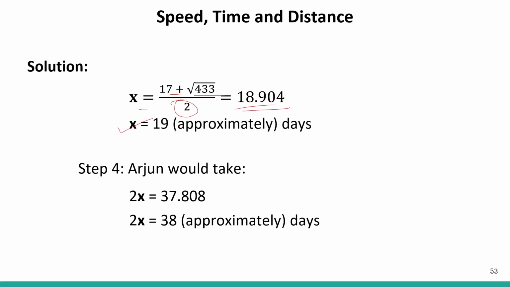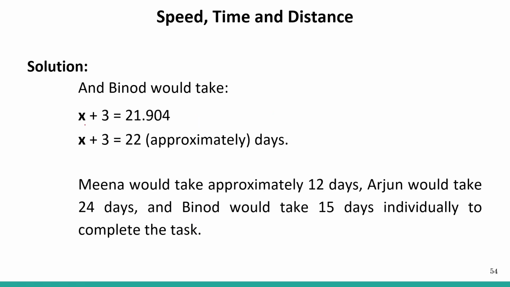So x is equal to 19 will be the approximate days that it will take. So Arjun would take 2x days, so it will be 37.808. Approximately you can say that he can take 38 days. And Binod would take x plus 3 days, so it will be 21.902 or 22 days. So Meena would take approximately 12 days, Arjun would take approximately 24 and Binod would take 15 days individually to complete the task.